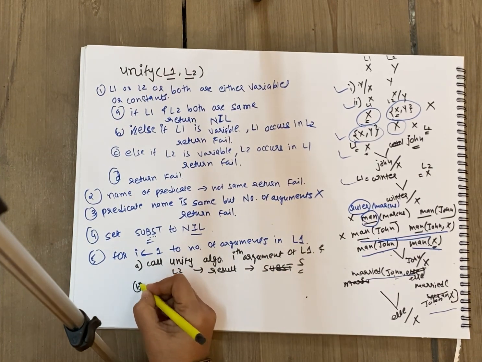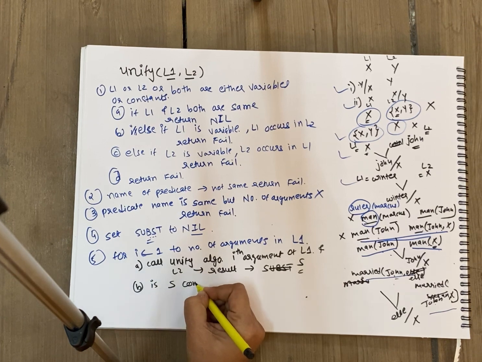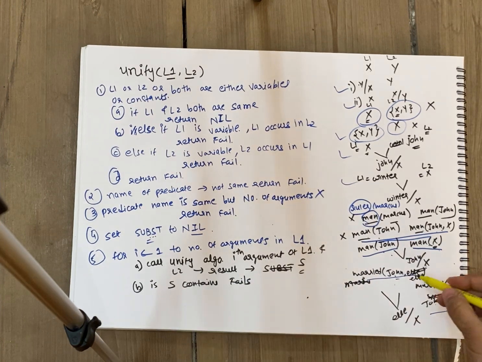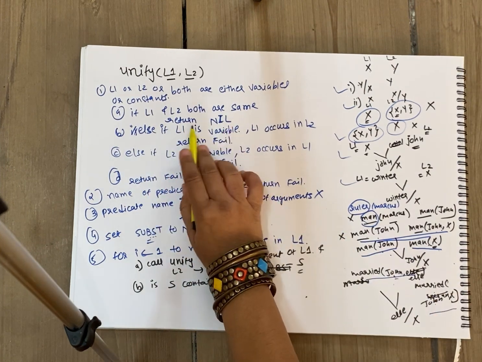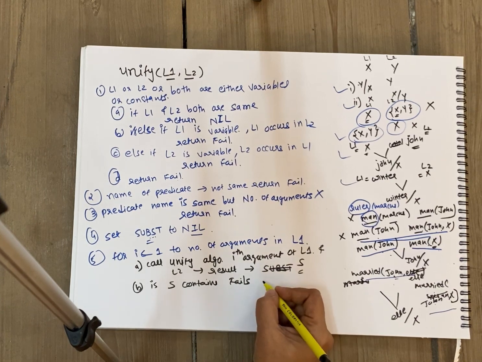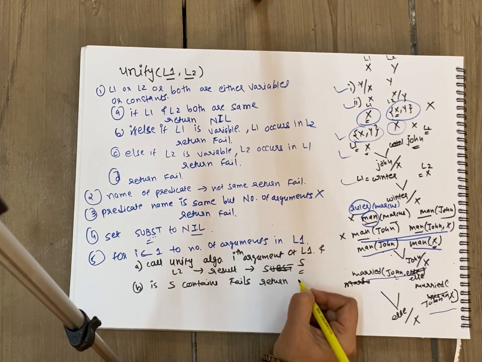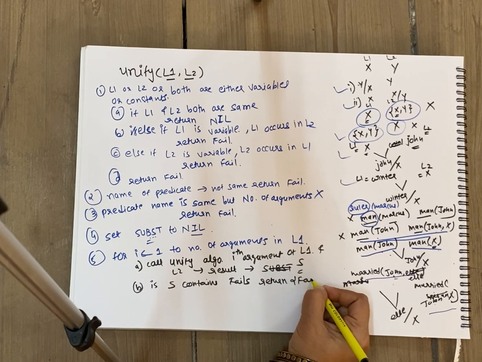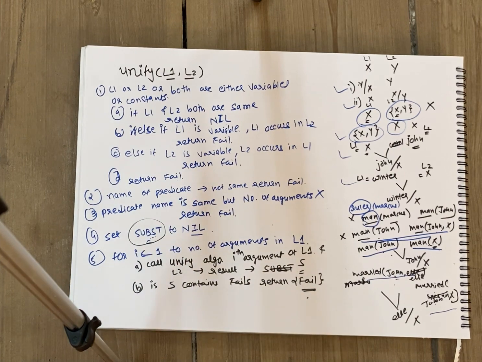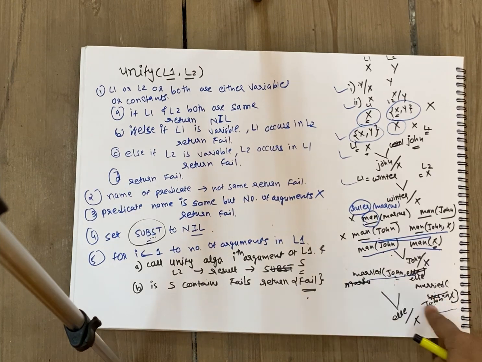What is the next step? If S contains fail, means if I had John over here and Susan over here, these both won't match. L1 and L2 are not identical. In that case, it will return fail. So if it contains fail, then we won't check further arguments, we will return fail. This return fail will happen here in subset. So this subset will contain the value fail. If any of the arguments is not matching, we won't go ahead and match the other arguments.